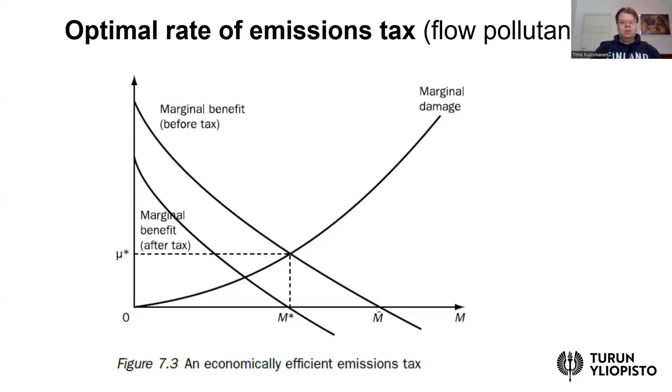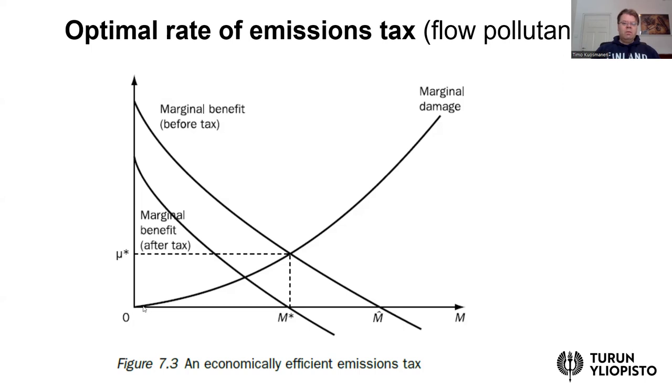However, there is also damage, because there can be runoff of these fertilizers to the water system, which causes, for example, algae bloom and eutrophication. Of course, the nutrients as such are not harmful in the environment, but the excessive growth of, for example, algae will change the water systems and cause damage to different species, including humans. This is illustrated with this marginal damage curve, which is upward sloping.